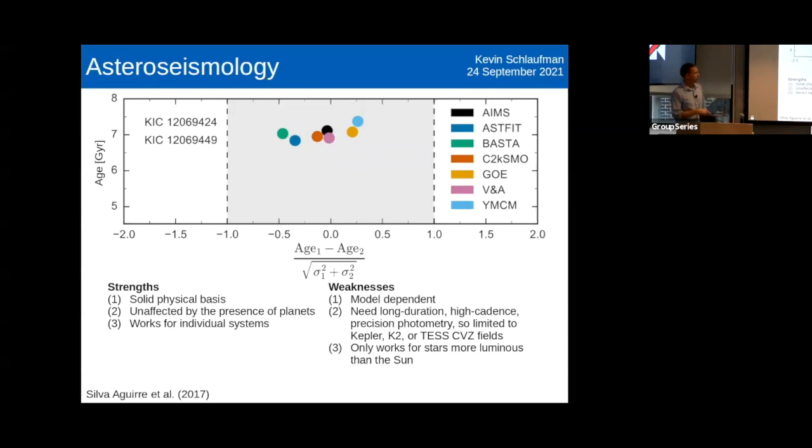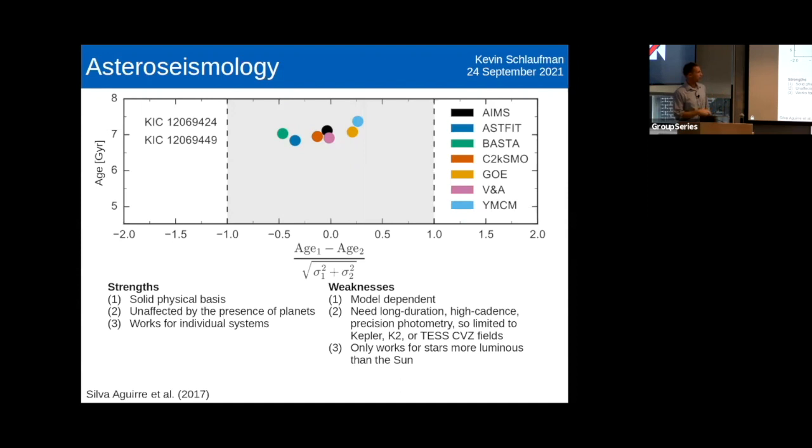The problem now is it's model dependent. You have to use a stellar model to interpret these observables. And so if your stellar model has a problem, your inference will also have a problem. And we think our stellar models are very good, but maybe they're not good enough to deliver the 10% precision that seems to be indicated by this analysis.